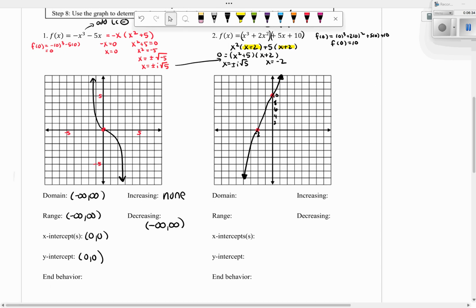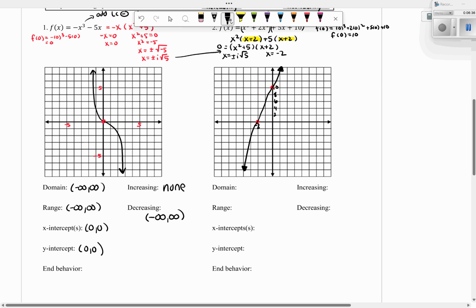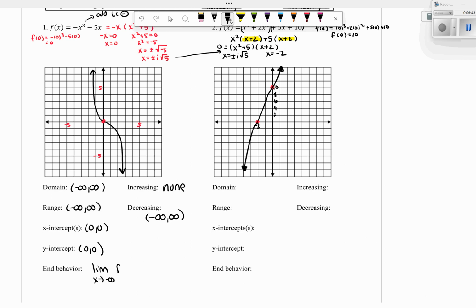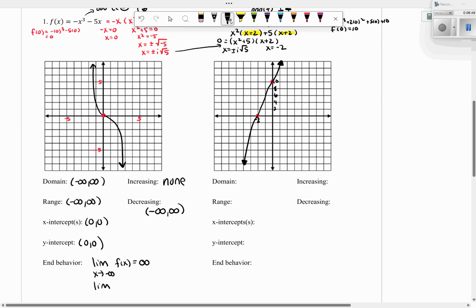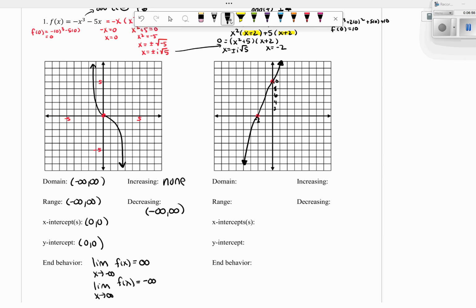So the end behavior, we're going to use our limit notation, would be the limit as x approaches negative infinity for the function is going to be going up towards positive infinity, and the limit as x approaches positive infinity for the function is going down towards negative infinity. So that would be our limit notation.